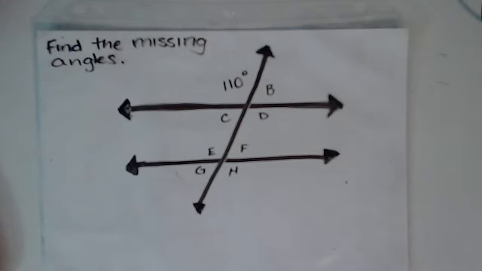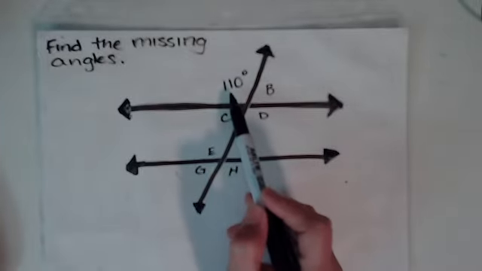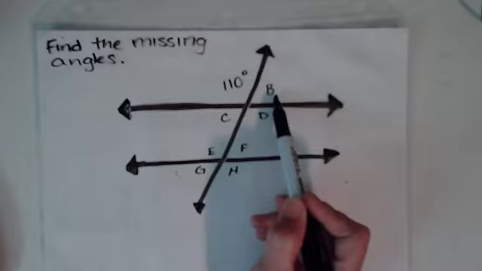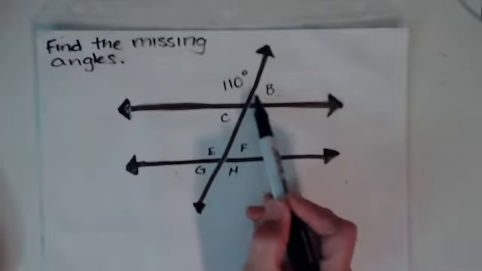In your work in this lesson, you may be asked to find the missing angles in a problem like this, or maybe there'll just be one letter listed and you're asked to find that angle. For instance, it might say find angle F. We can use a few rules here, starting with the basics of supplementary angles. We know that this angle is 110, and a supplementary angle to it is B because they're right next to each other on the same line.